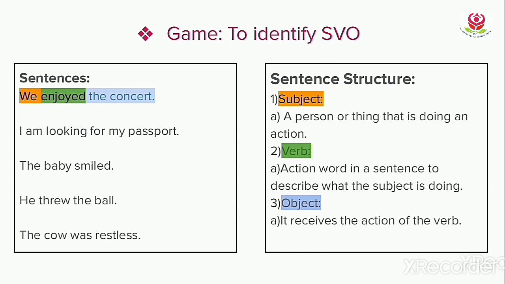Understood? I hope you all will write it down in your notebook and use different colors to highlight subject, verb and object. Okay? So students, let's see how you find this out in the game. Let's move ahead.